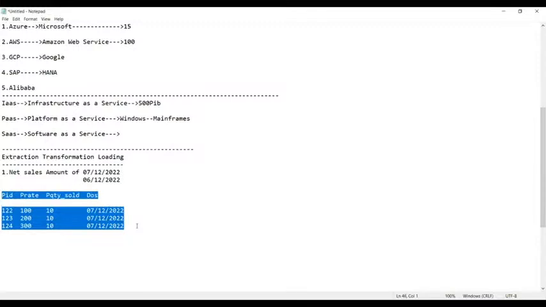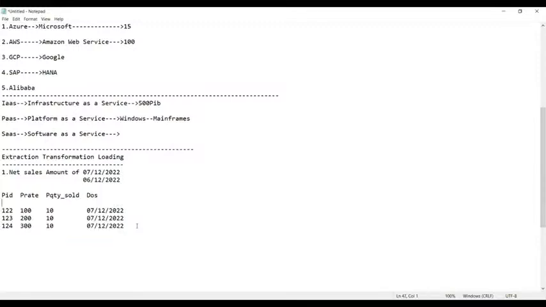Now let us do one thing. I have another day's data, that is the 6th day data. The format is the same, so let us just change the date here.